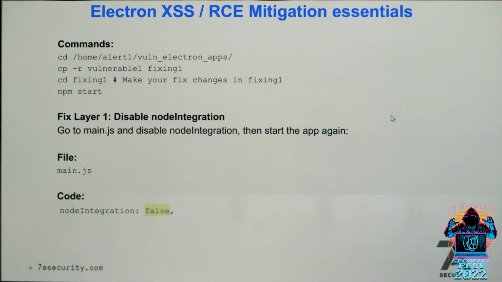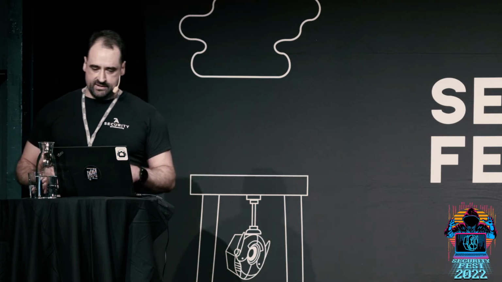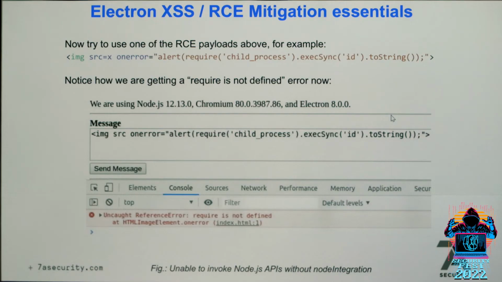So you should always view security a little bit like an onion, right? You should have several layers of security. So one layer of security would be to disable node integration. This will reduce the impact from direct code execution to just alert 1, right? So you reduce the impact a little bit.